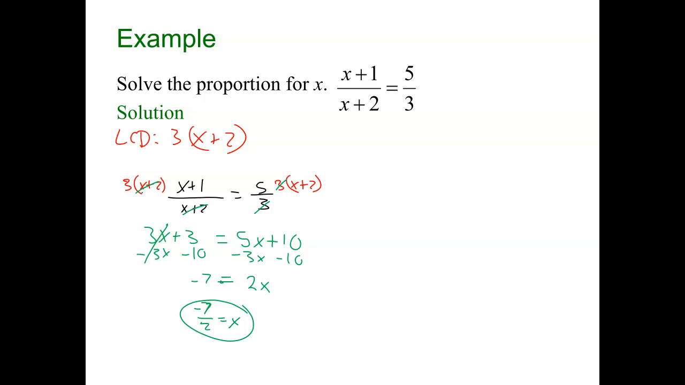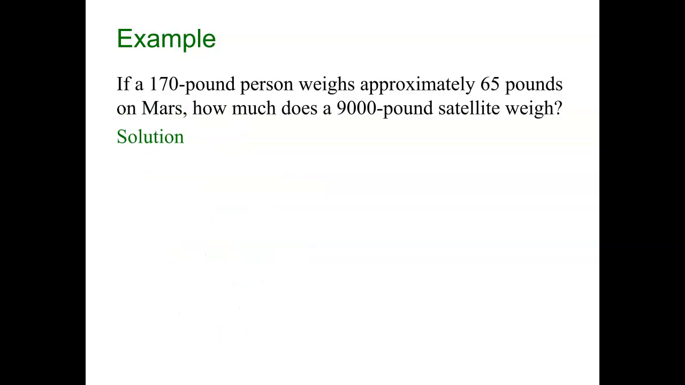Alright? Now let's take this same idea, but we're going to move it into a word problem. Okay? So, we are comparing two things. When we're comparing two things, we're going to use a proportion. So I have a 170-pound person that weighs approximately 65 pounds on Mars, and then I want to know how much a 9,000-pound satellite would weigh on Mars.